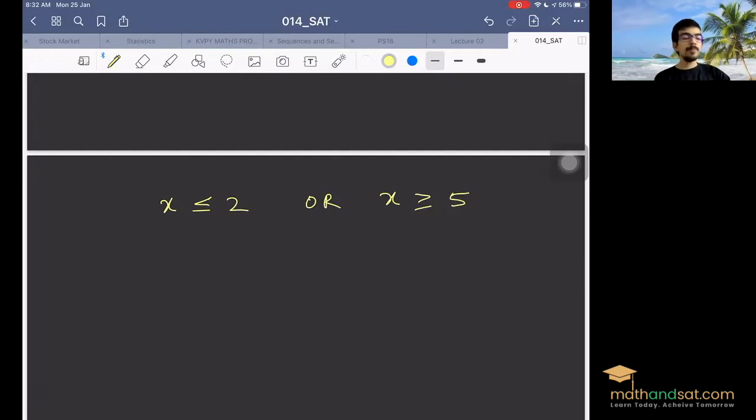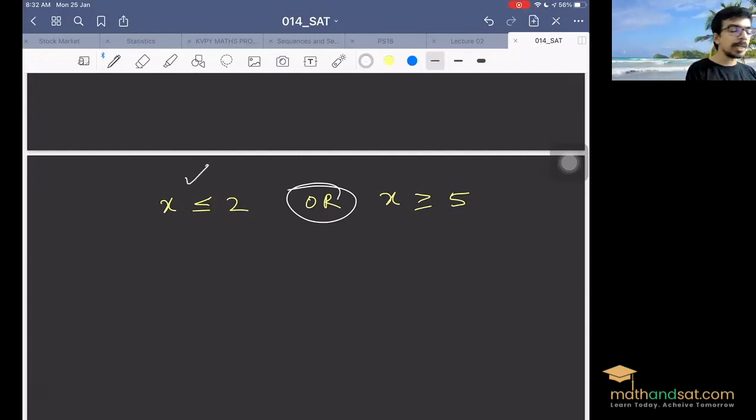Can you think of some number that will satisfy this kind of inequality? You have to remember these are combined by the word OR. When they are combined by OR, you have to take the union. Union means there will be a solution set to this inequality. You have to take the complete solution set. You have to consider both solution sets, not the common point. We are not talking about the common point. Common point was the previous case when they were combined using AND. Here we are combining them using OR.